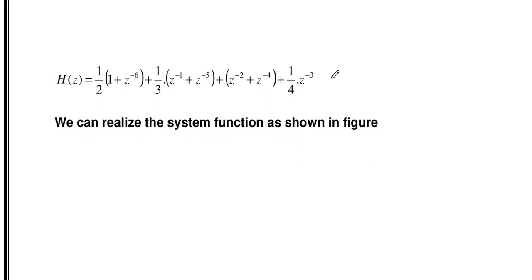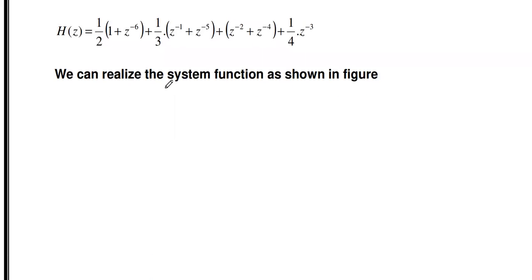So now this equation we are going to realize using linear phase realization. In that, first we have to identify how many delays we have to use. So what is the maximum delay here? Z power minus 6. So z power minus 6 is obtained by using 6 delays. If 6 delays, then in the top we have to use 3 delays.